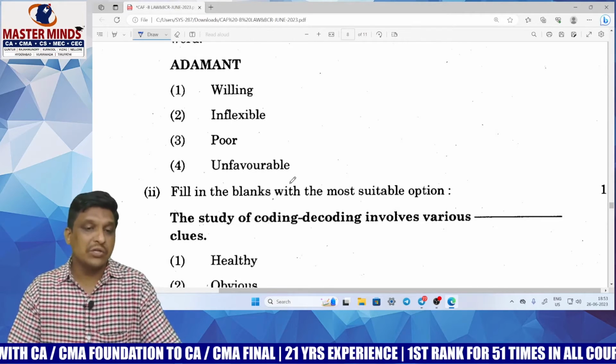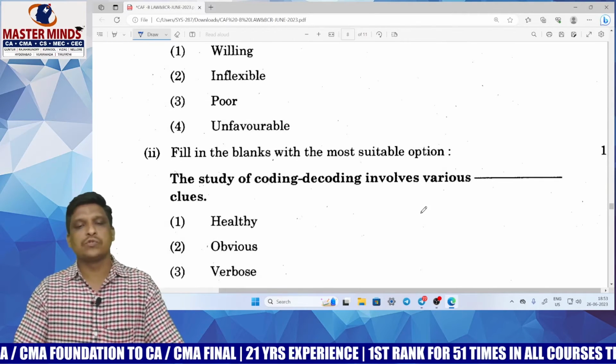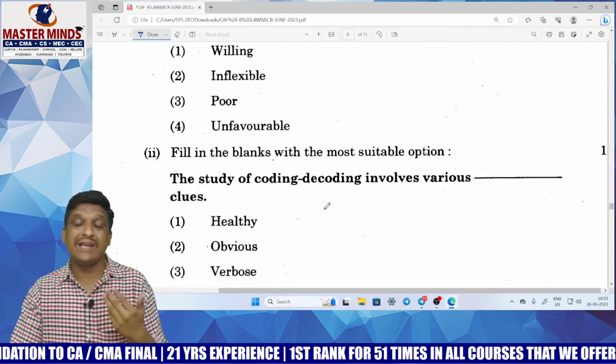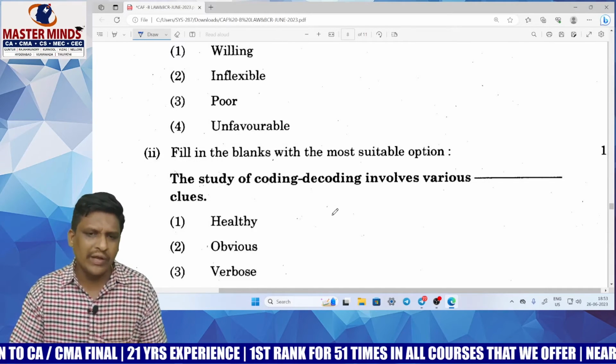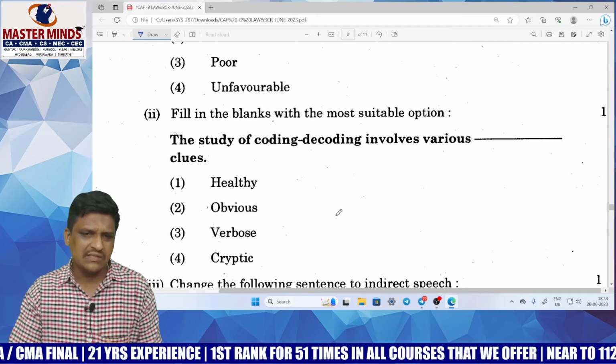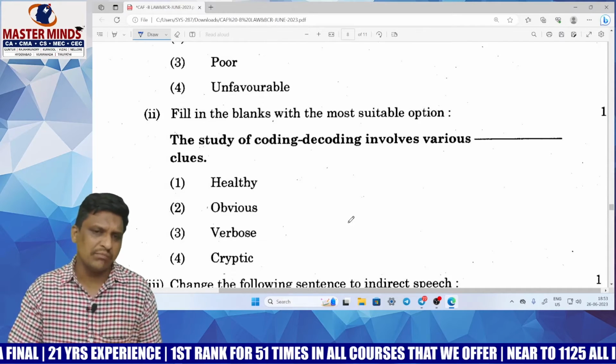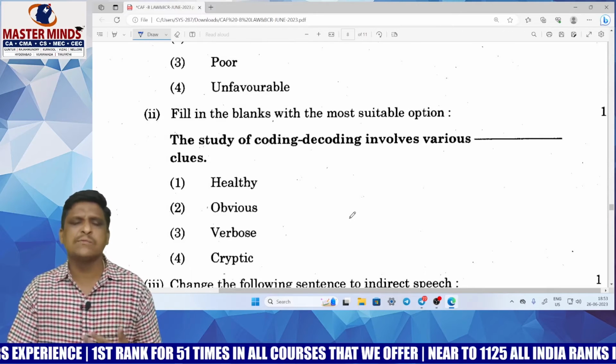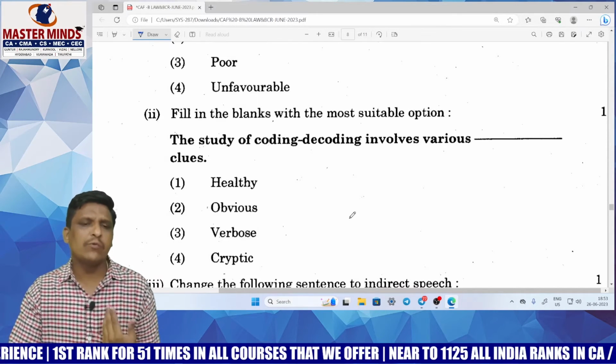Okay, if you go to the second part here, fill in the blanks with the most suitable option. The study of coding and decoding involves various dash clues. Generally, coding and decoding are mysterious things. They are something unpredictable, something obscure, right? They are not healthy. They are not obvious. They are not verbose. Verbose means someone who is very talkative, someone who is very wordy.